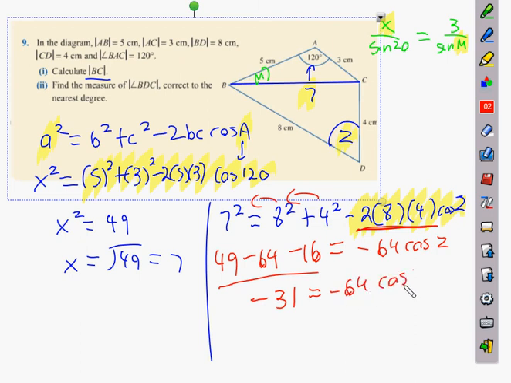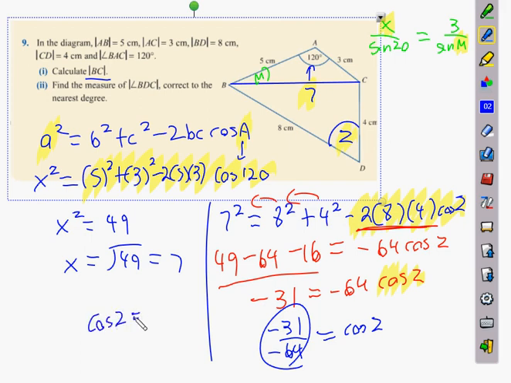Now guys, the whole point is to get cos z on its own, and upon getting cos z on its own, you get z on its own. So what do we do next? So minus 31 over minus 64 equals cos z. What's that in, let's say, decimal form? 31 over 64. 0.48, yeah? So cos z equals 0.48. Cos inverse the answer. And what do you get? 61.3 degrees.